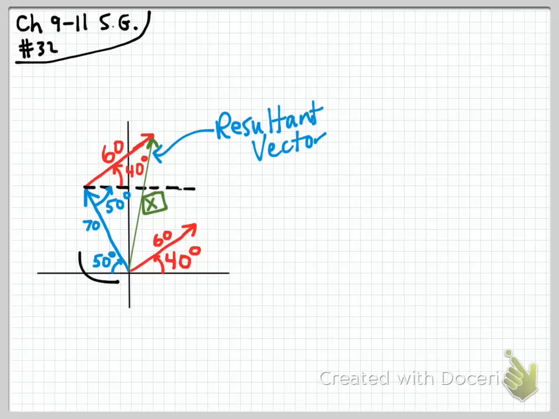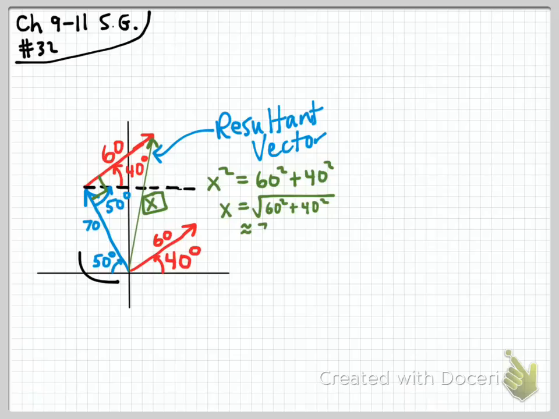Well, in this situation, I'm going to cheat a little bit, and we're going to use the fact that this is a 90-degree angle. To find the value for x, we see that x squared is equal to 60 squared plus 40 squared. And so x is equal to the square root of 60 squared plus 40 squared, and that is equal to, let me use my calculator here, 72.111, and I'm going to store that in alpha A.